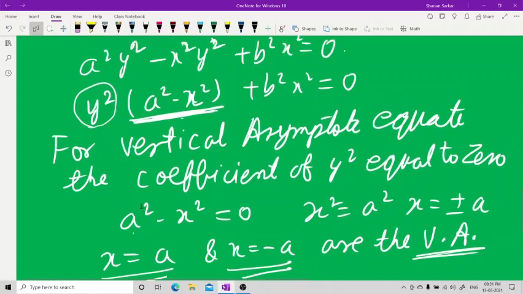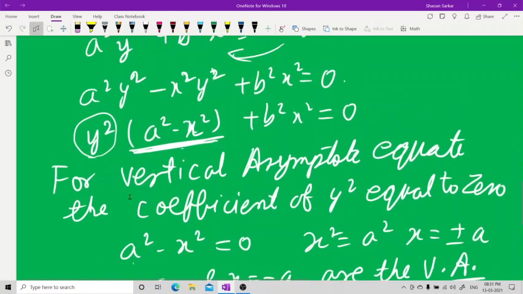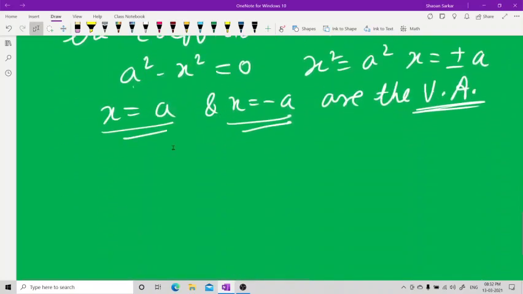Now in order to find the horizontal asymptote, I will take the coefficient of x and equate it. I have to look at the highest power of x. The highest power of x here is x square, here also it is x square. We will equate this to 0. Now see how.